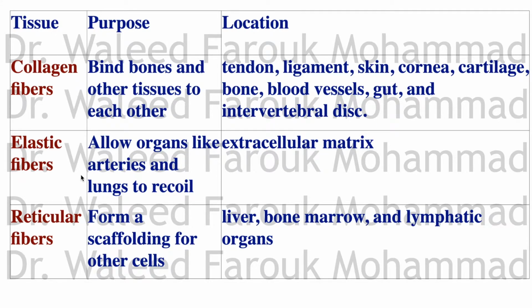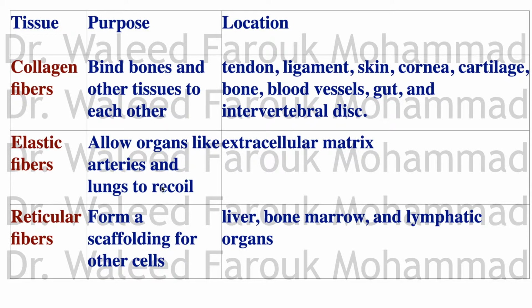Elastic fibers: elastic means it's stretchable. So you expect it to be found in structures that need recoil, like the arteries and lungs. Location in the extracellular matrix.